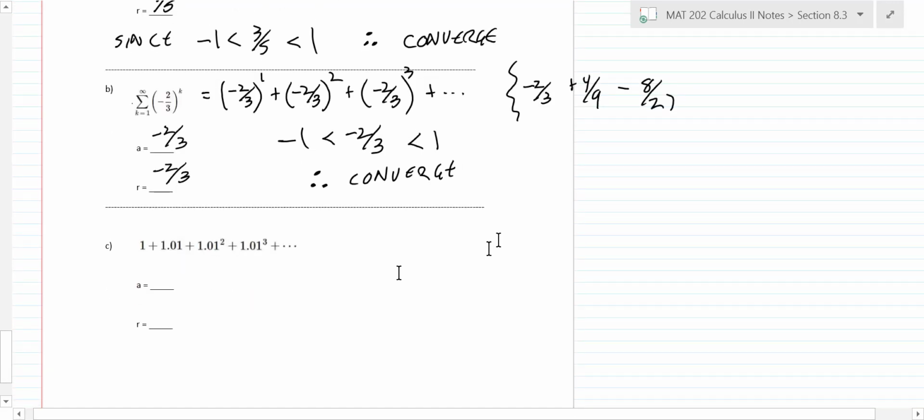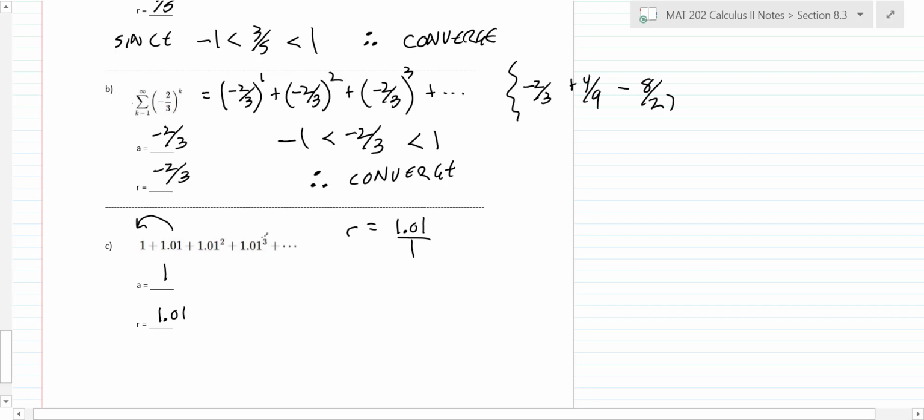All right, let's look at the next one. Now, this one is not written in sigma notation, but tell me what A is. Okay, how about R? Now, remember what I said, if you don't know what R is, you can always pick a term and divide it by the previous term, right? Okay, so R is 1.01.